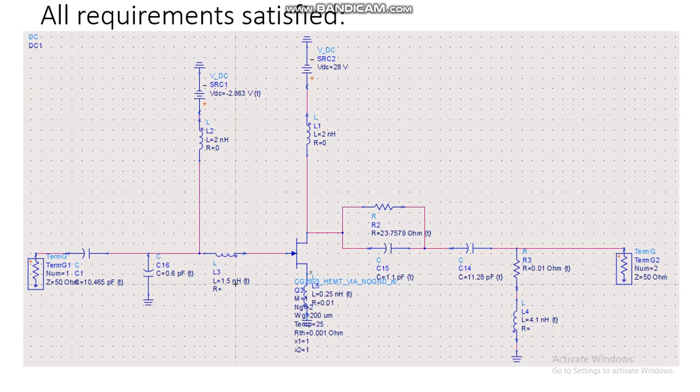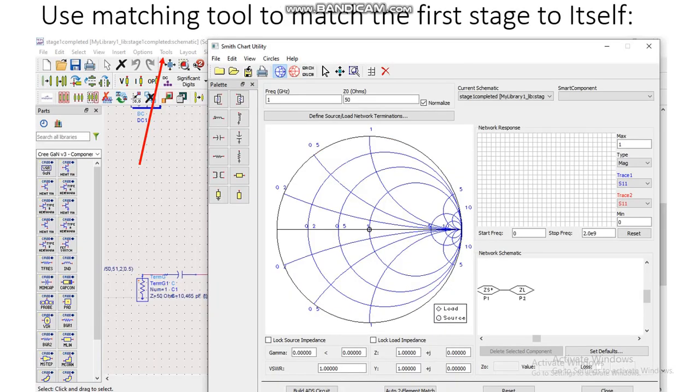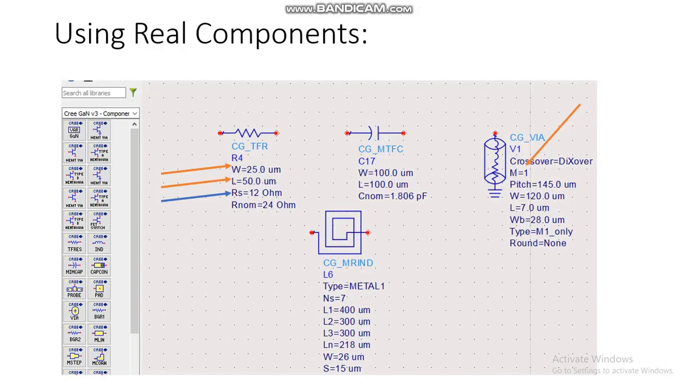For the first stage, here the circuit is ready, and we can see that all the requirements are satisfied except for S22, which we said we are going to match to the input of the next stage. We can do this matching using a very strong tool called the Smith chart in the tools. By this tool, we can match the output of one stage to the other by the ideal components that are provided for us.